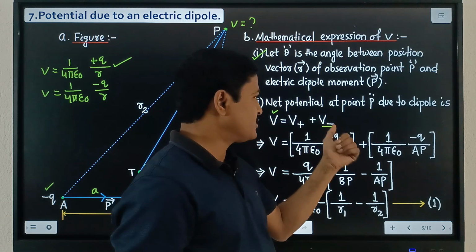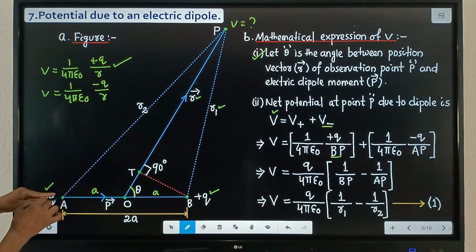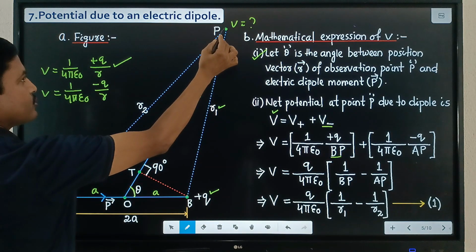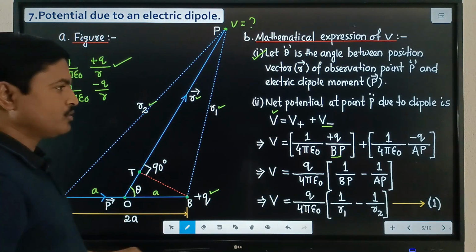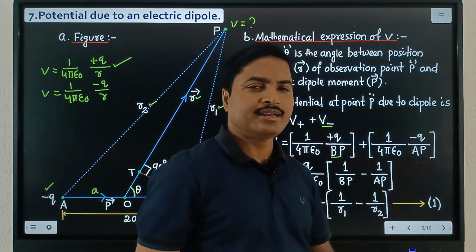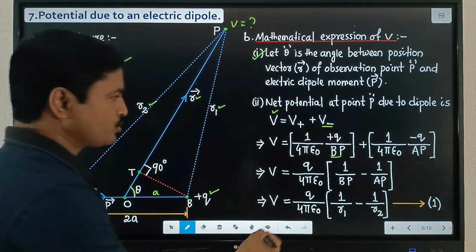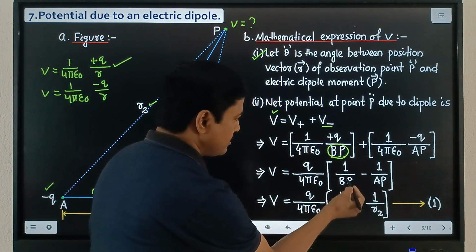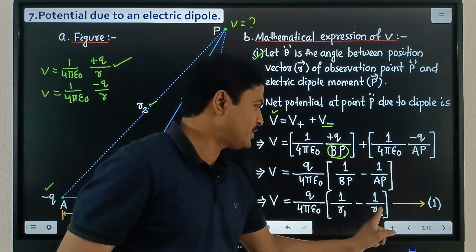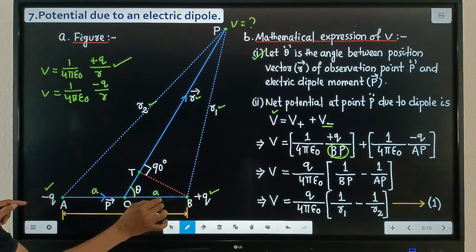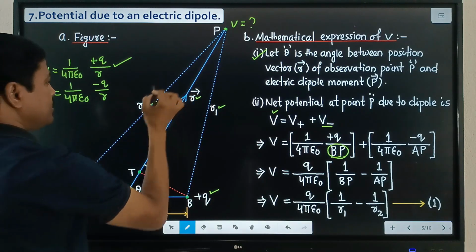Similarly, in place of V minus, we write 1 divided by 4 pi epsilon 0, charge minus Q, and the distance between the minus Q charge and the observation point, we write as r2. So in place of r2, we write AP, because this point is A and this point is P. In place of BP, we write r1. In place of AP, we write r2.